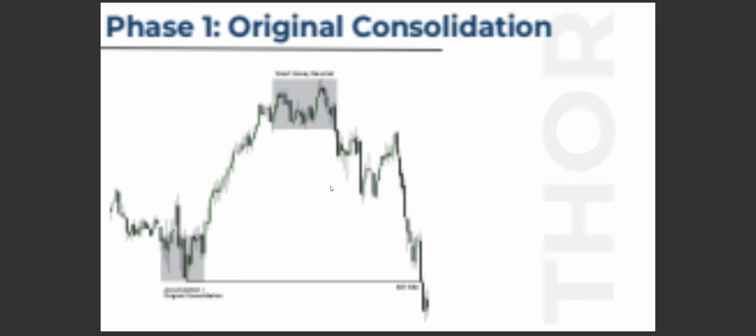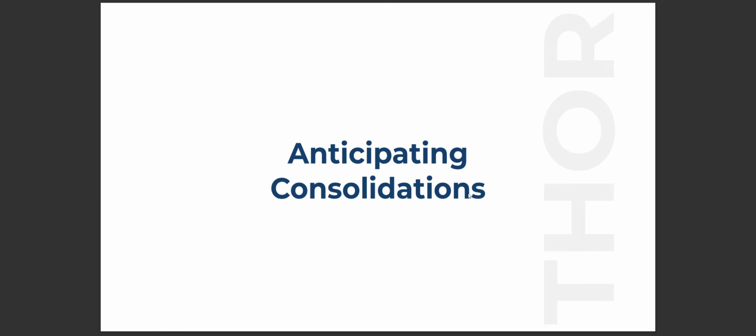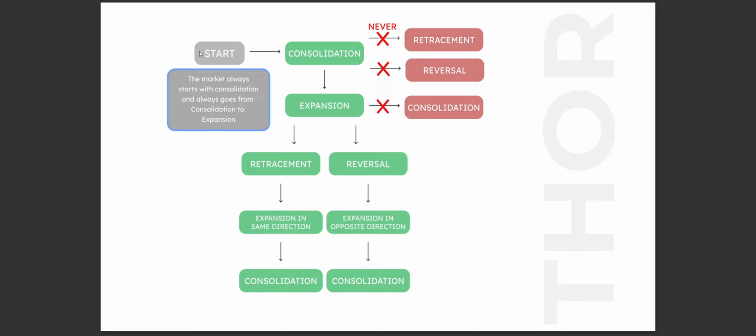Now, knowing that information, what we can do by using market maker models is anticipate consolidations so that we can stay away from the markets until it gives us some sign that the consolidation is over. This is the thing I was talking about earlier. The price delivery starts with consolidation, expands, then either retraces or reverses. After a retracement or reversal, you'll see another expansion in the same direction if it's a retracement. If it's a reversal, you'll see an expansion in the opposite direction, and then it'll start consolidating.